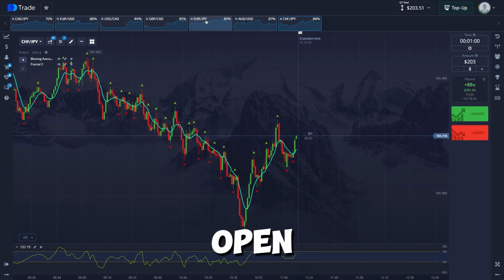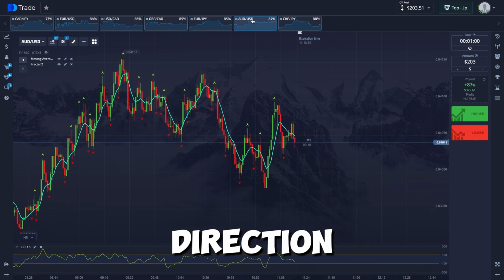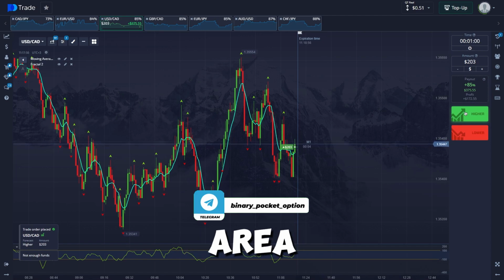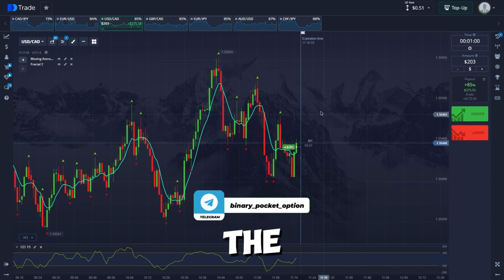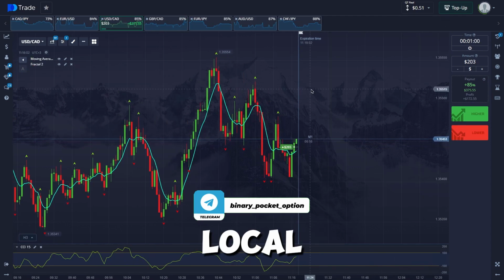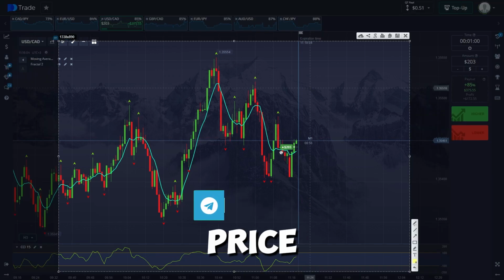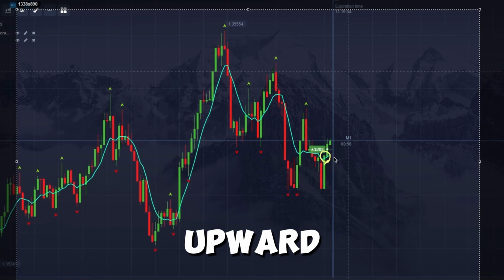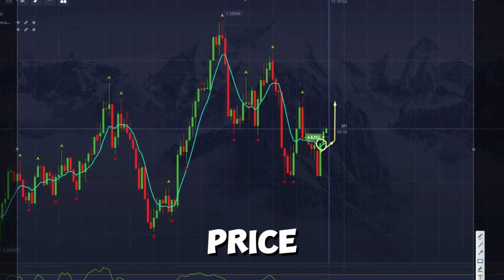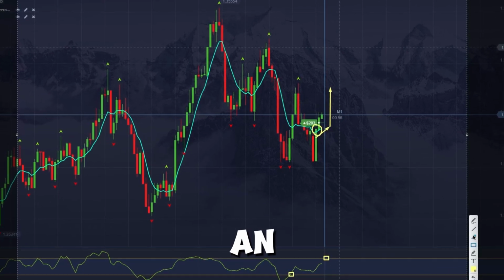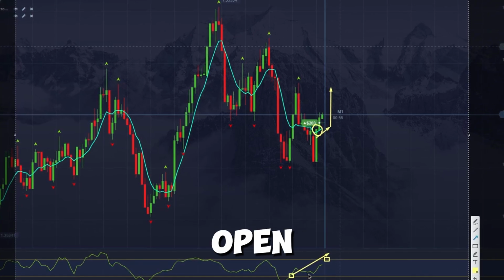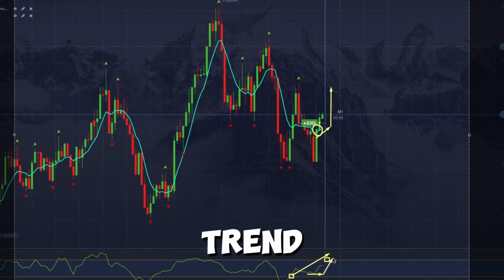And here we will open on the upside in the direction of the actual trend now. Let's highlight the working area. We open now on the upside after updating the local, or rather global, price minimum. The dynamics have actually become upward. Then we had a price pullback, and we had an update of the local minimum in the fractal. Then we open in the direction of the actual trend.